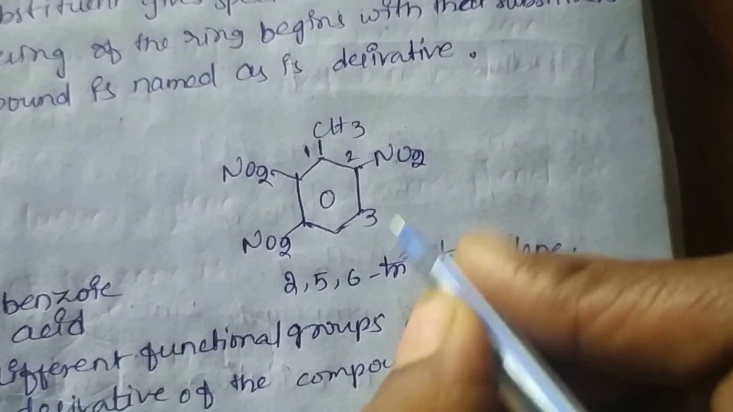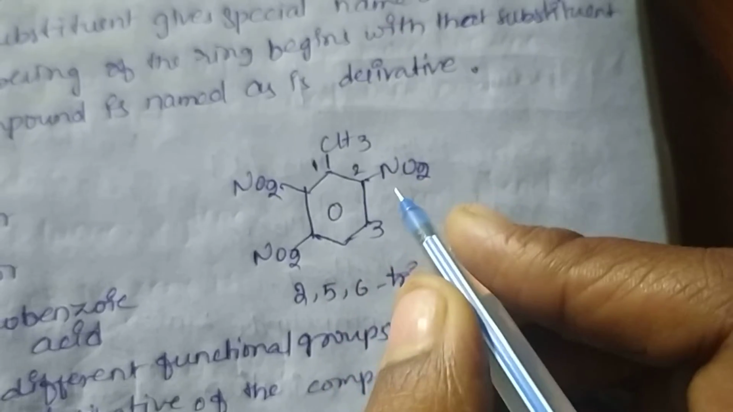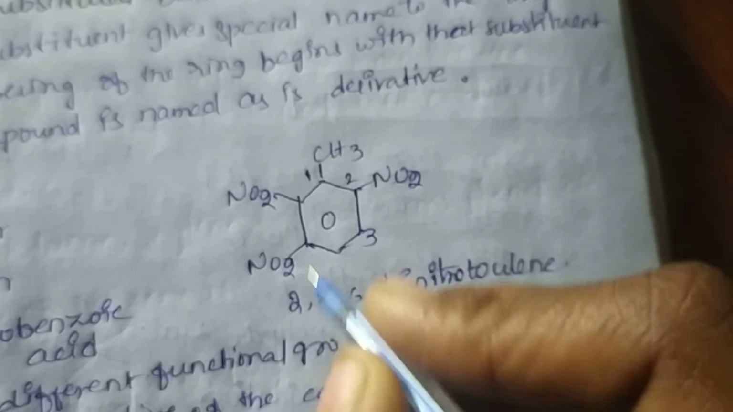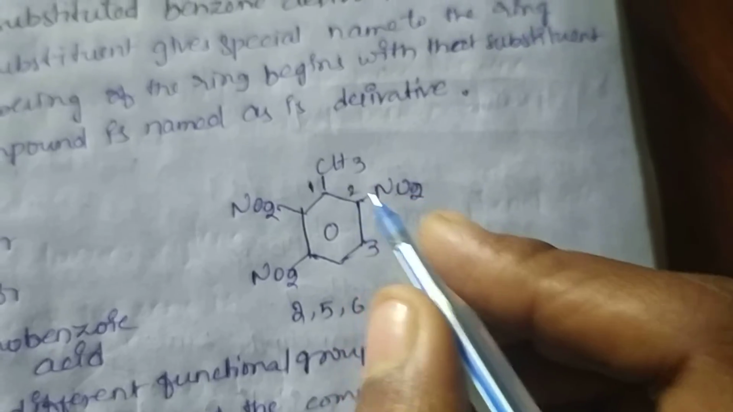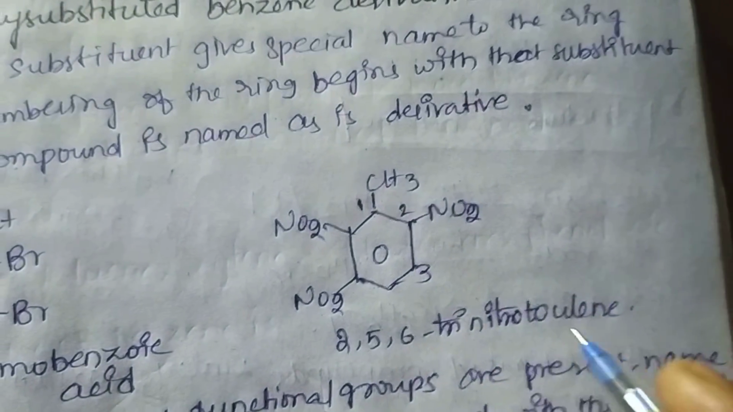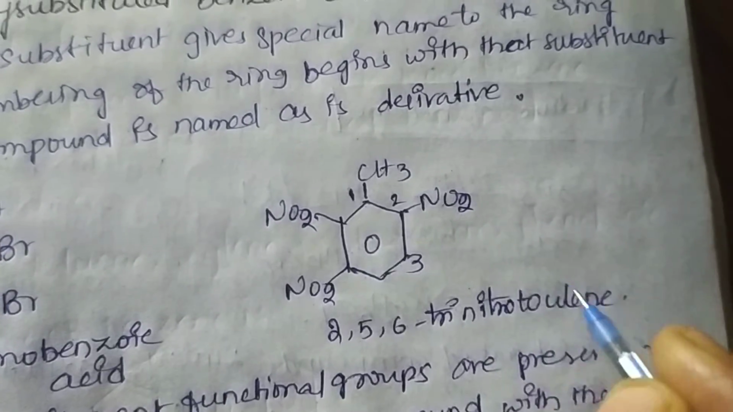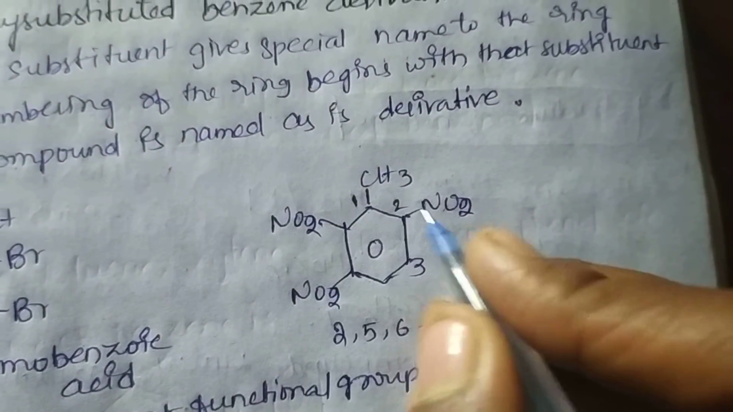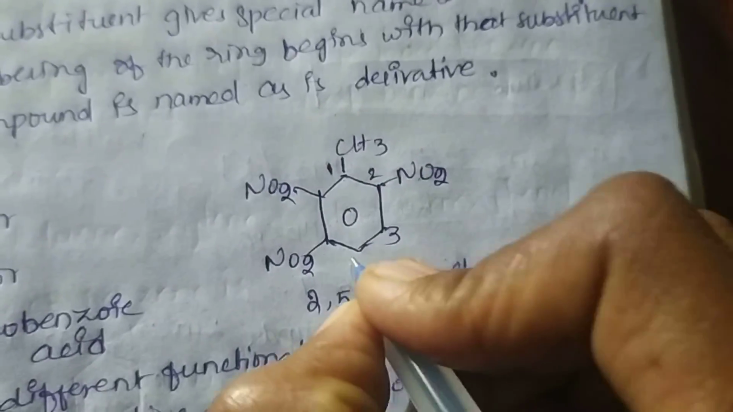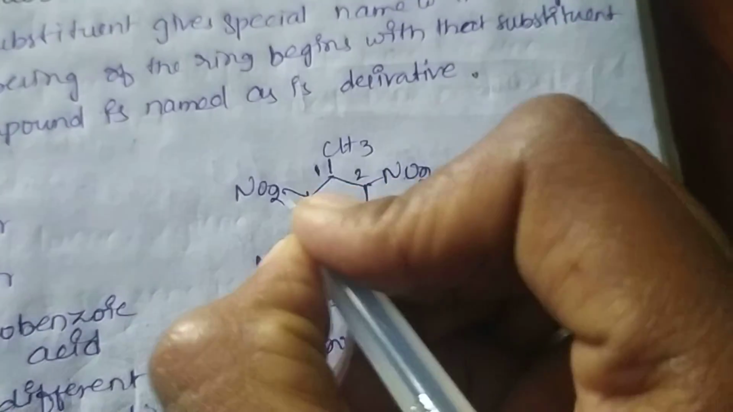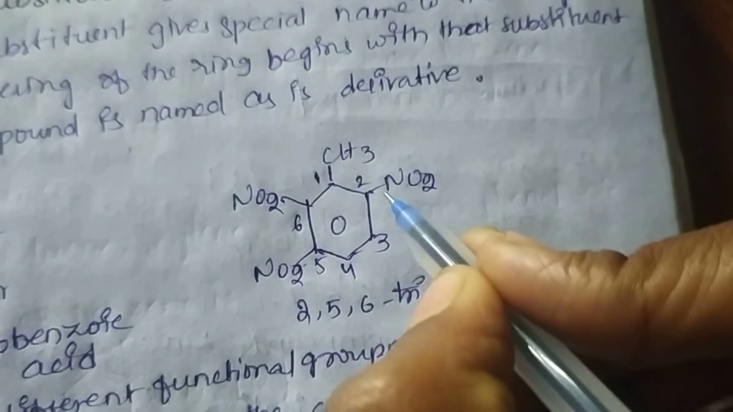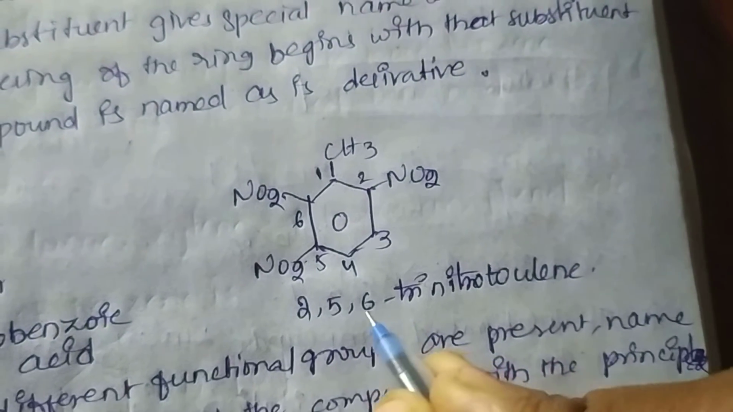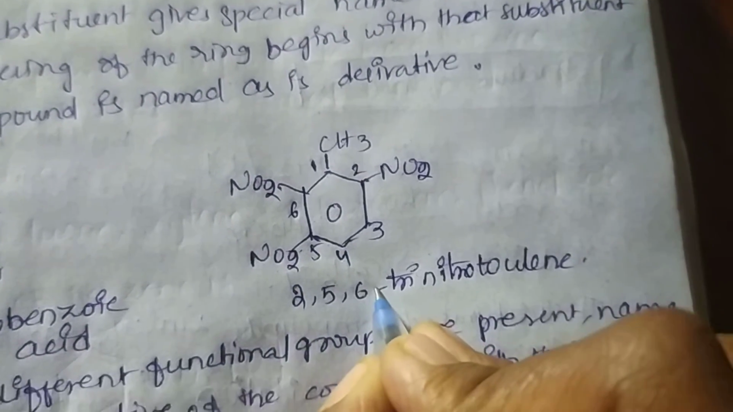Next, so here, one. When a methyl group is attached to benzene, it is called toluene. So write its name, toluene. How many nitro groups are there? 3. So trinitro. Next, mention the positions. 1, 2, 3, 4, 5, 6. So in the place of the second, fifth, sixth positions. In numbers we should give commas. Between number and word we should place a hyphen.